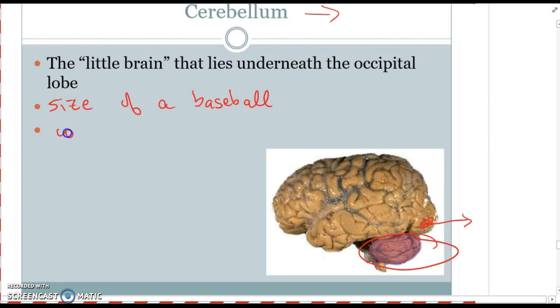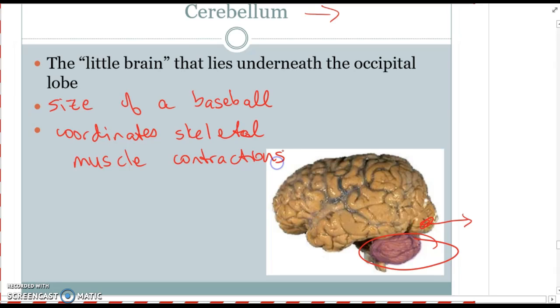And that's what actually coordinates skeletal muscle contractions. So you know what is actually causing movement. So it coordinates skeletal muscle contractions to produce a movement. Okay, and it's right here. So that's the cerebellum.